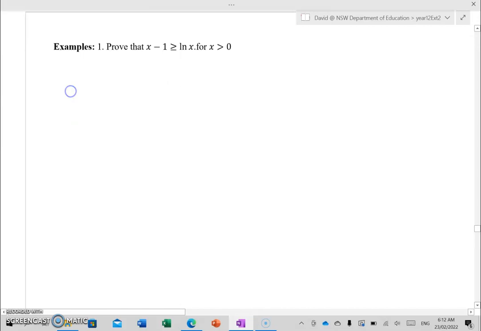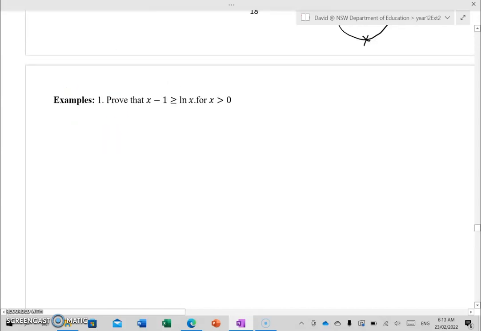Now, let's do this example. Prove that x minus 1 is greater than or equal to ln x for x greater than 0. So you could probably graph this and almost convince yourself from the graph, I think. So x minus 1 looks something like this. And we know our ln graph looks something like this, I'll try and redraw that. Crosses there.